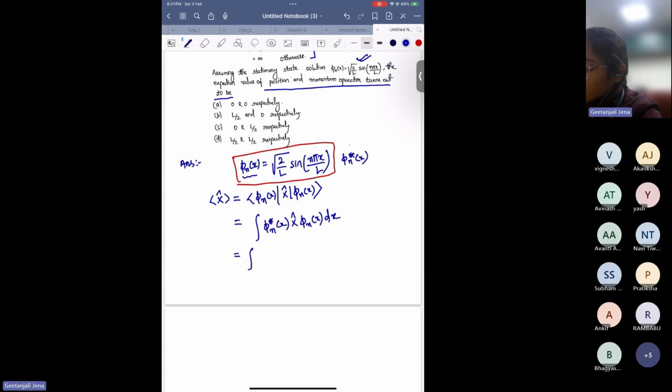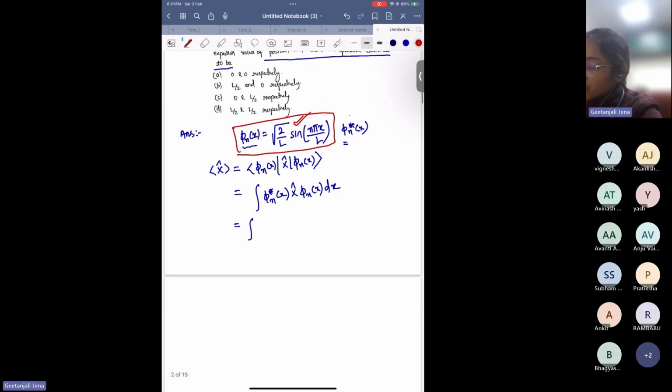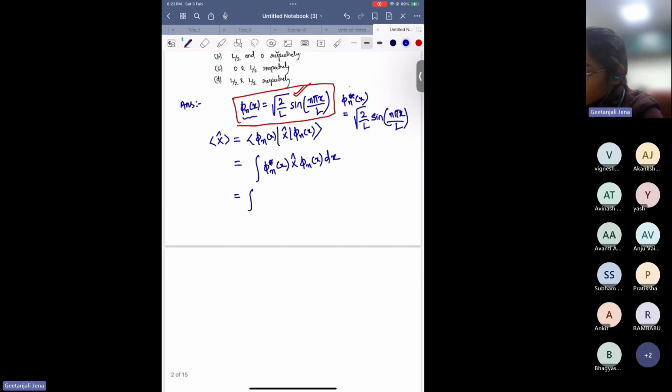So phi n star(x) is the complex conjugate of phi n(x). Now in this expression, everything is real. The sine function is a real function, and 2 by L is a constant. So if you take the complex conjugate of this function, it will turn out to be the same as phi n(x).